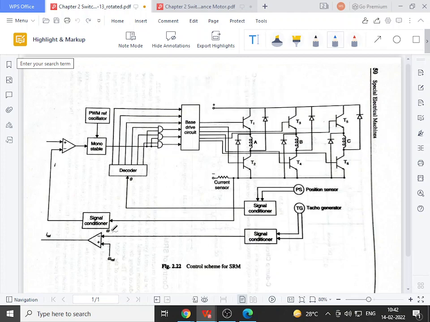And this omega is what? It is the actual rotating frequency, or the actual speed of that motor. So there is a comparison. According to the preset condition, this comparator will generate the reference current. Basically, most of the time the comparator output is in terms of current. Now this reference current is generally provided to another comparator.